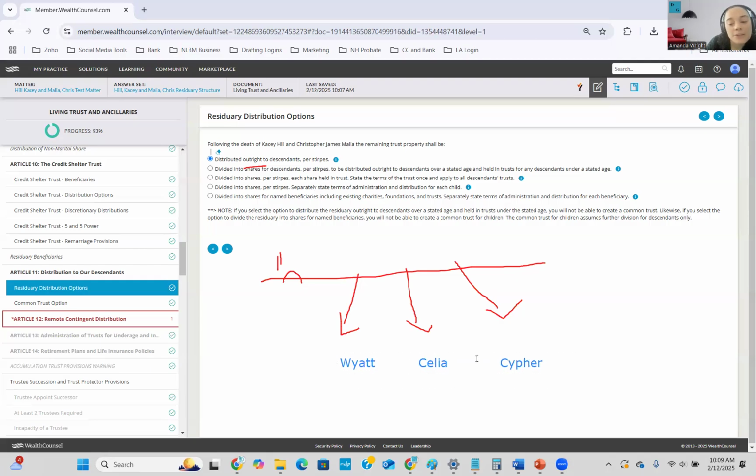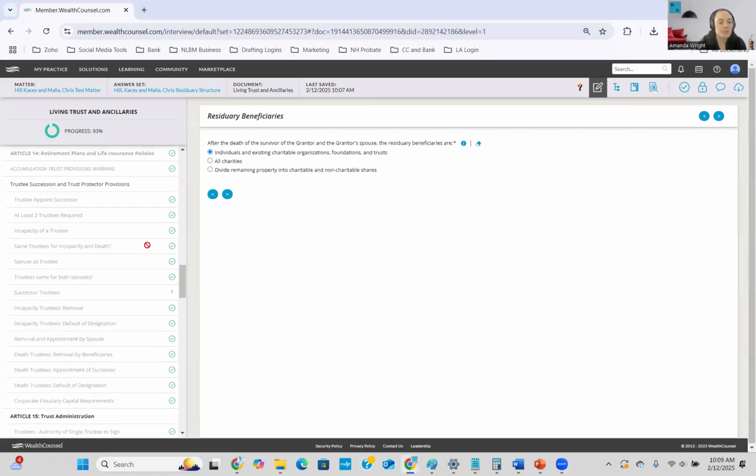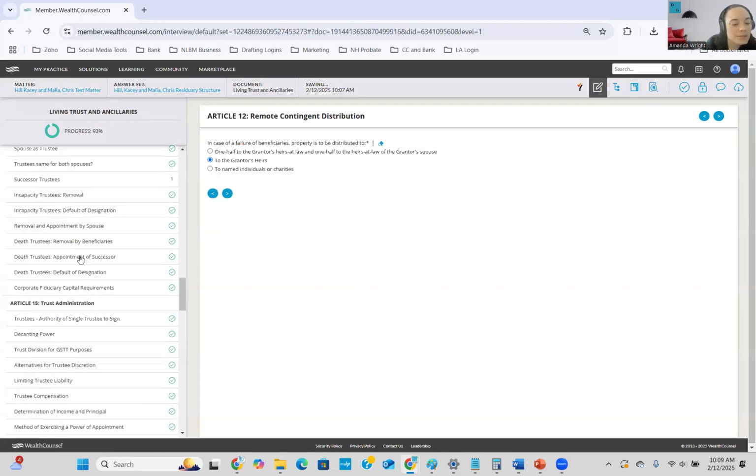Now we know we have minor children. So if we did this here, we would be going to probate if we're giving 4 and 5-year-olds stuff outright, which is why Wealth Counsel does have an option in the interview for underage beneficiaries. So we're going to go ahead over here, and I'm just going to show you the default option for underage beneficiaries. I have to fill out just this. Remote contingent, let's go down.